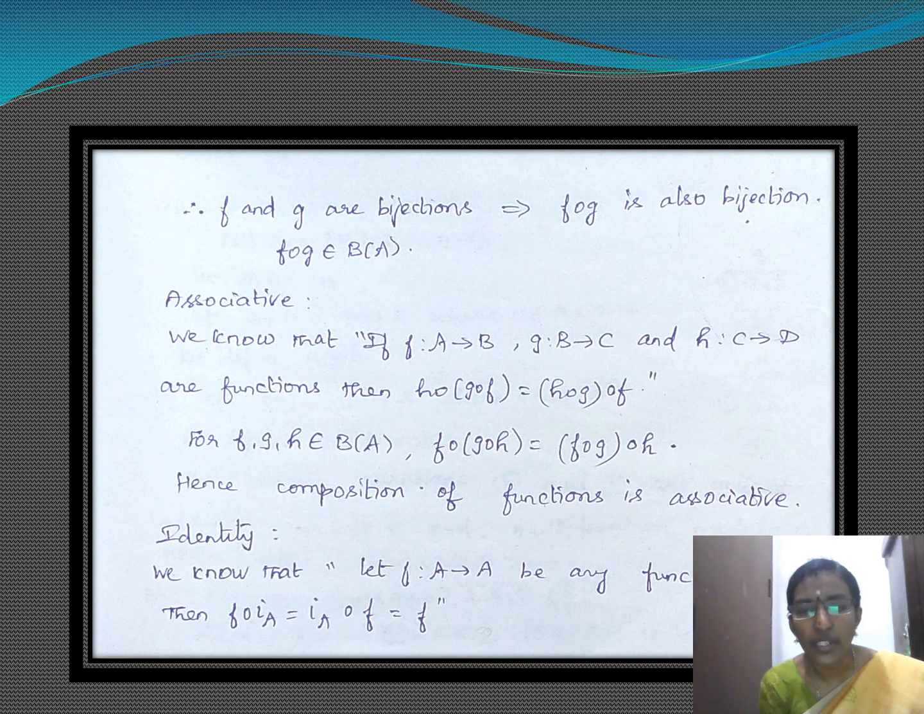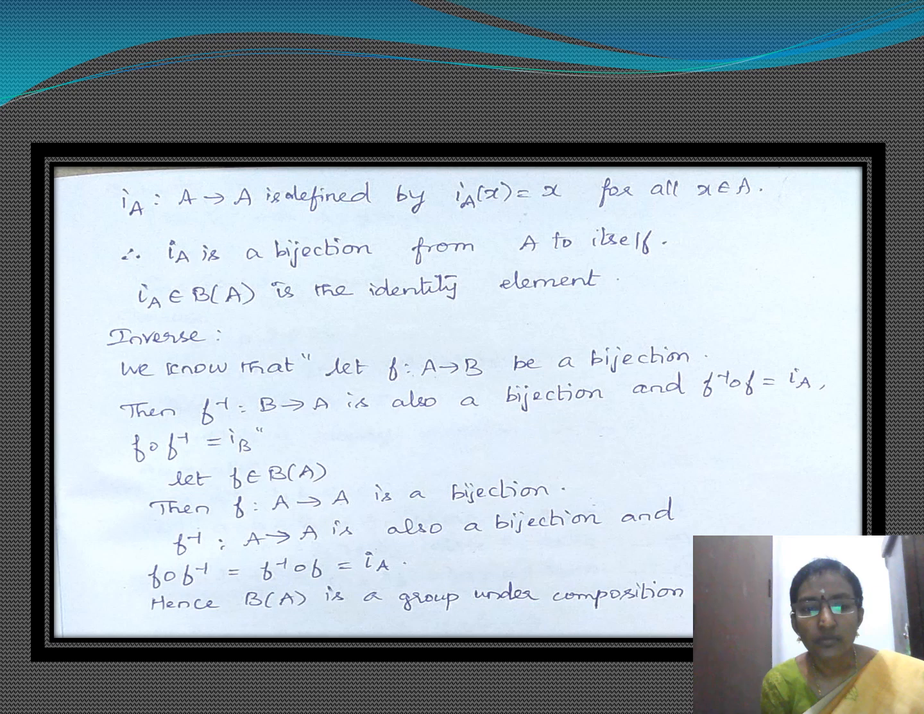Then the identity property. Here also we use the result. Let f from A to A be any function. Then f composite I_A equals I_A composite f equals f. Here I_A is a function from A to A defined by I_A(x) equals x for all x belongs to A. Yes, that I_A is a bijection from A to itself. Therefore, I_A belongs to B(A) is the identity element.